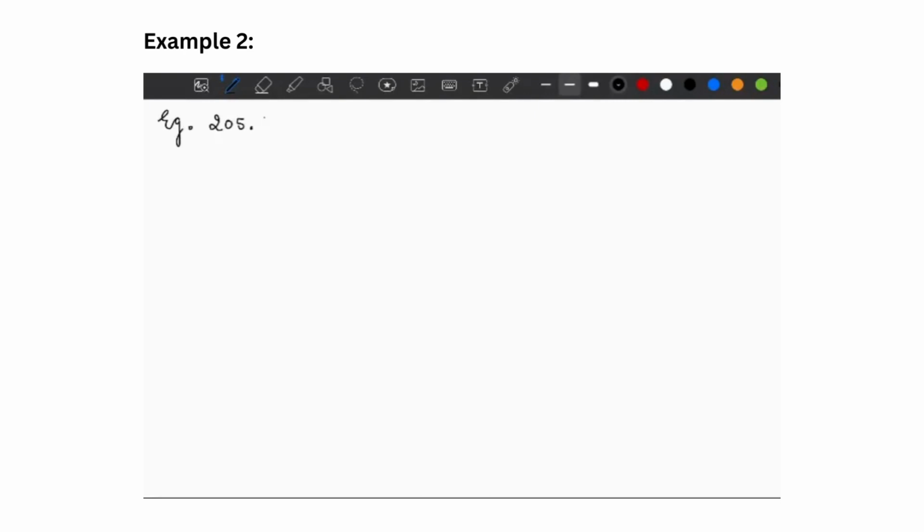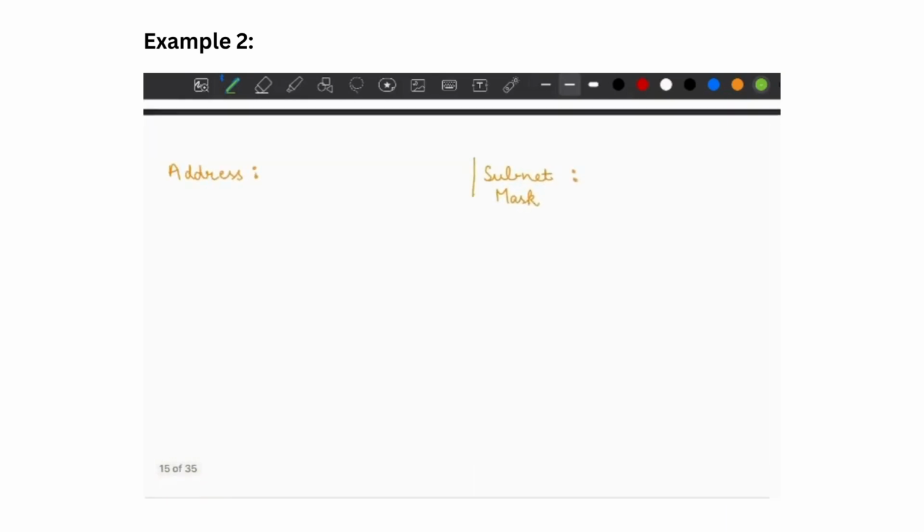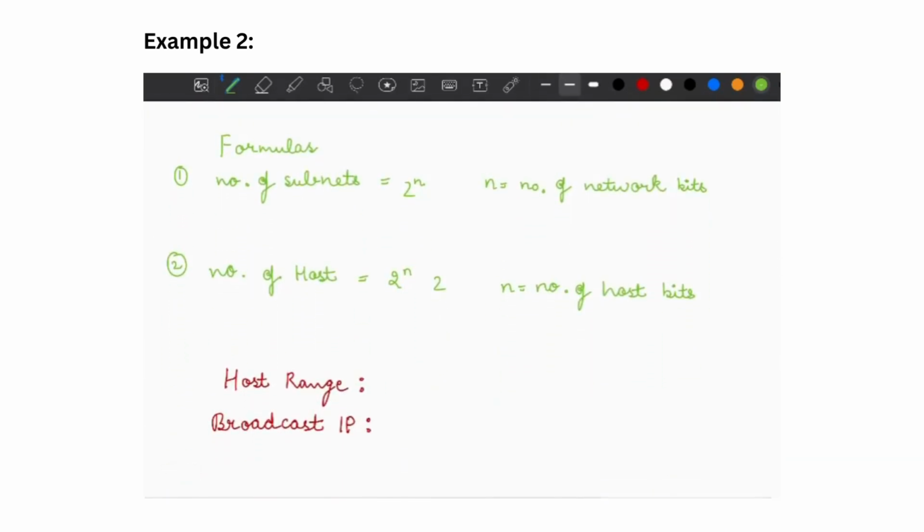Now let's move on to the second example, in which the IP address given to us is 205.150.65.0/24. In this, we are supposed to calculate 10 subnets for this IP address. So the number of subnets are already given to us, which are 10, and we need to calculate the number of network bits for this, for the number of subnets, which are 10.